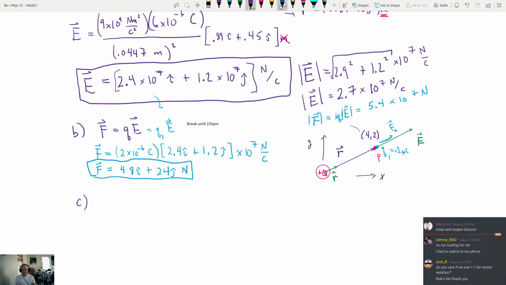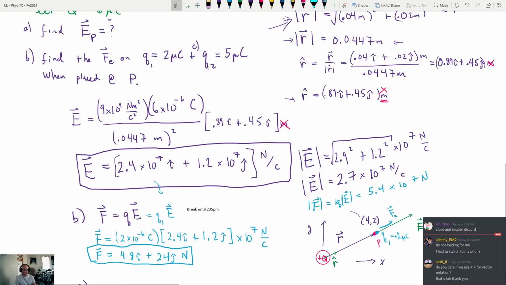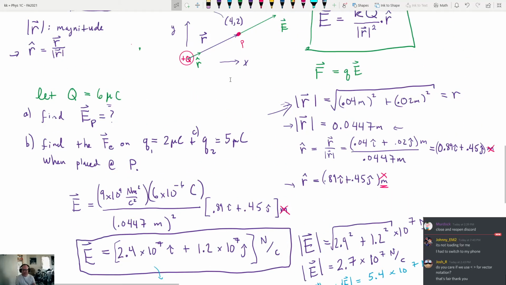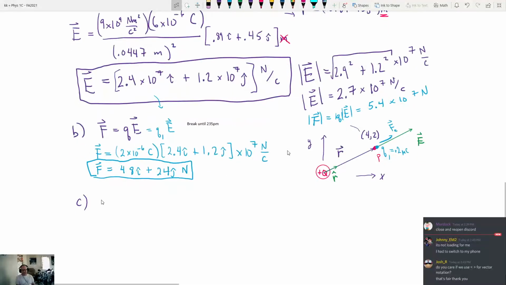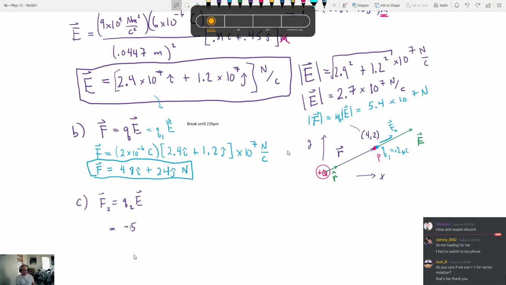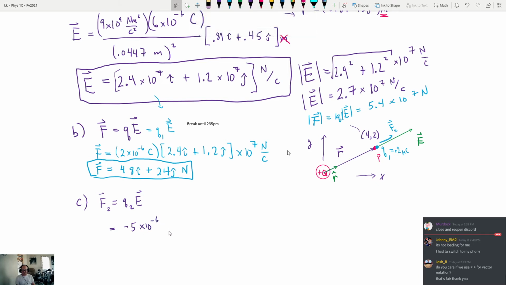Okay, very quickly, part C was what would happen if I place a different charge. We're going to make Q2 negative. It's negative 5 microcoulombs. And the process is almost exactly the same. You just take F, we'll call it F2, equal to Q2 multiplied by the electric field. You put the charge in, you leave the sign on it, so if it's negative 5 microcoulombs, that's negative 5 times 10 to the negative 6 coulombs, and then we multiply by the E field again.